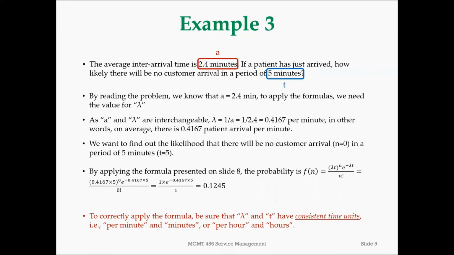Some other times, you may see lambda is a per hour rate. If lambda is a per hour rate, you want to use time in hours. So per hour, hours are consistent. Per minute and minutes are consistent. So they have to be consistent.